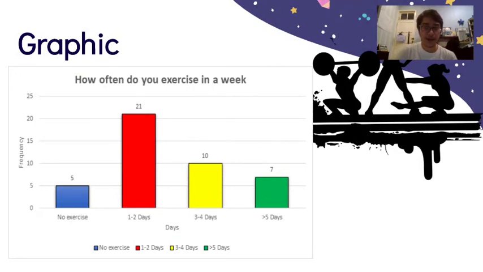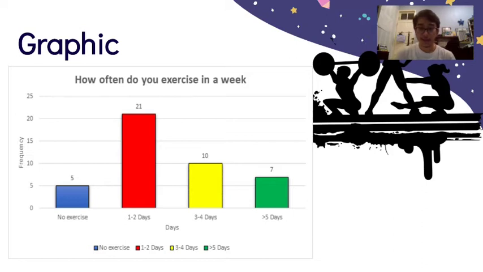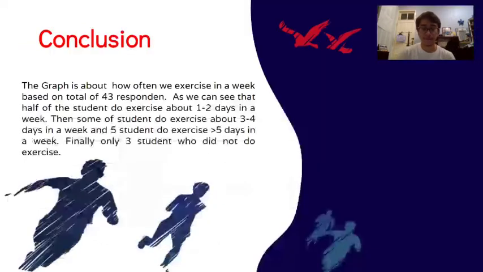So based on the graph, we can see that the highest exercise in a week is 1 to 2 days, about 21 students. Next is 3 to 4 days. Third is more than 5 days. And finally, no exercise. We can conclude from the graph that it is about how often we exercise in a week, based on a total of 43 respondents.